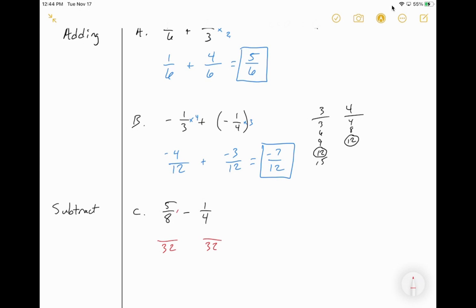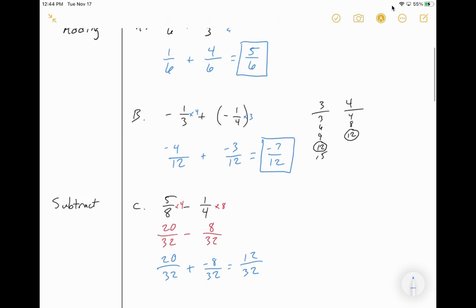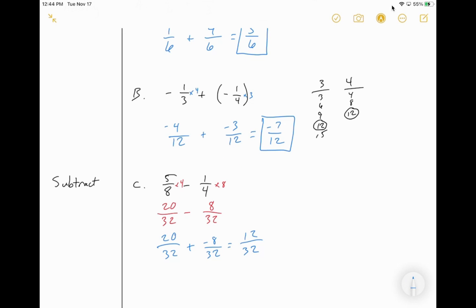Let me show you. I got to multiply this one by 4, so I get 20, minus, I got to multiply this one by 8, so I get 8. Now remember, keep switch change here. So 20 over 32 plus a negative 8 over 32. All right, so I'm left with 12 over 32. Now, here's the problem with not doing the least common denominator, is now I have to simplify this. So now I have to do the extra steps.